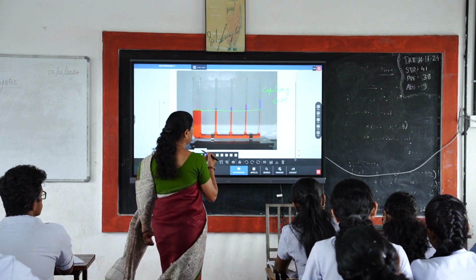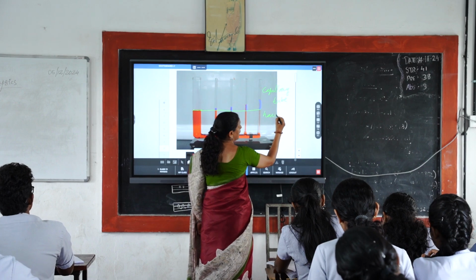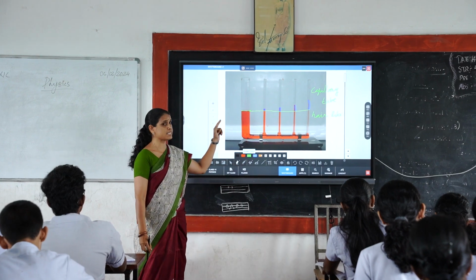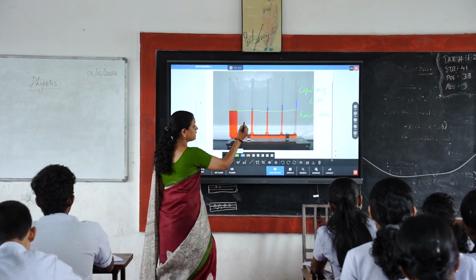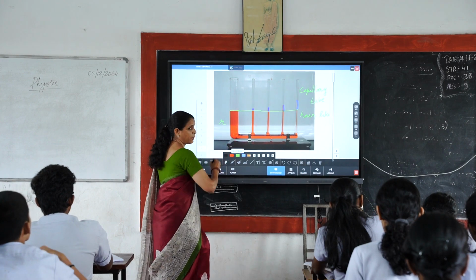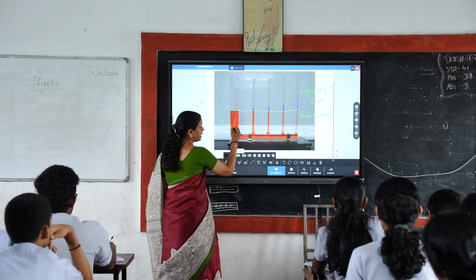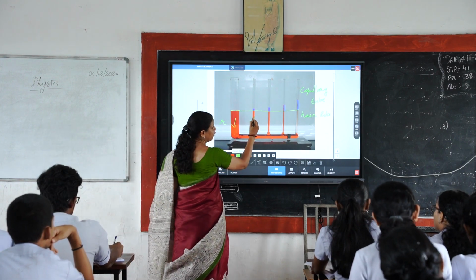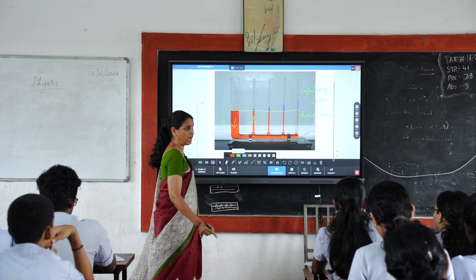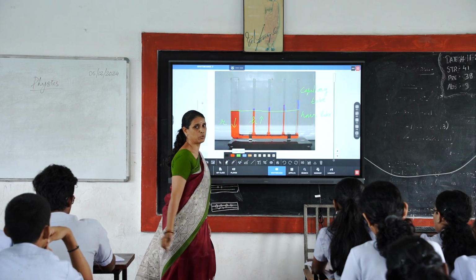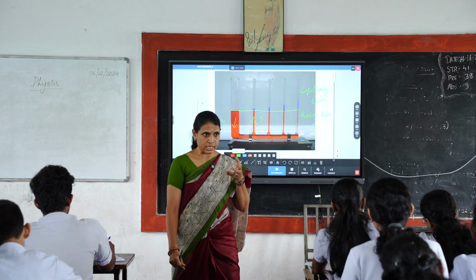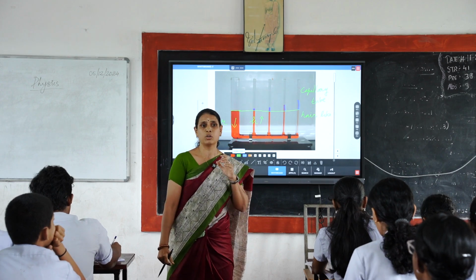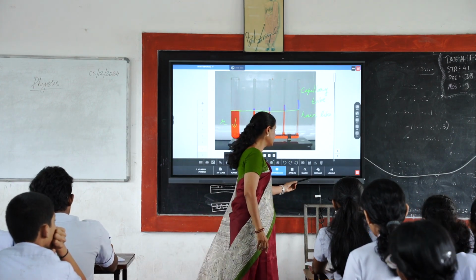See, the word meaning of capilla is hair-like. So here we can see that when the radius of the tube is decreasing, then the height of the water level is increasing. That means when a capillary tube is immersed in any liquid, we can see that there is a rise in it.